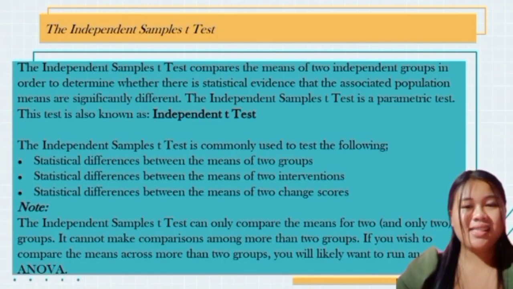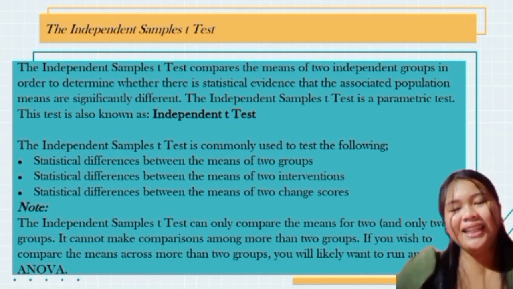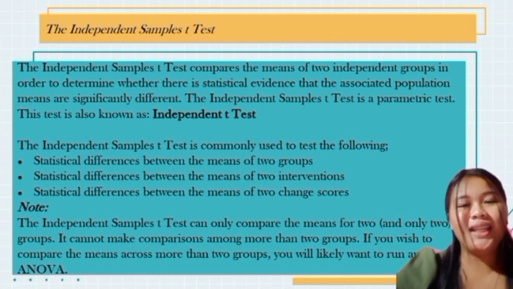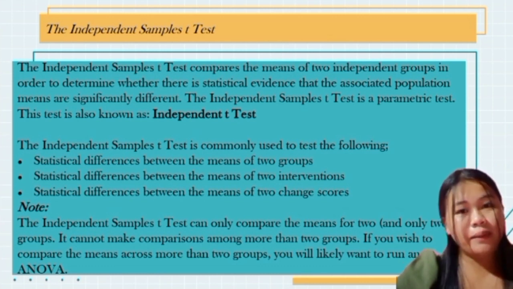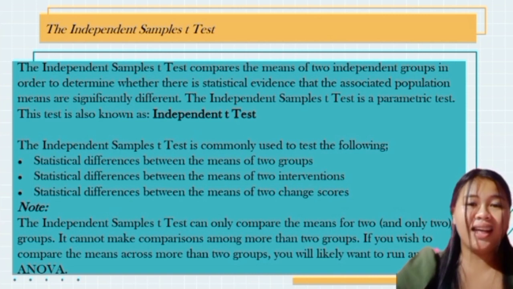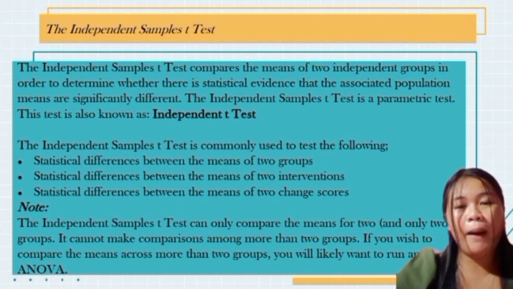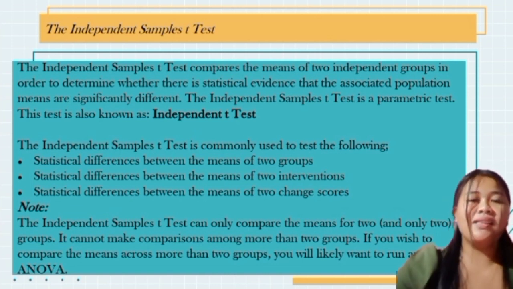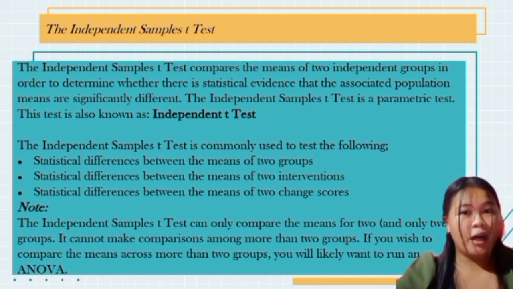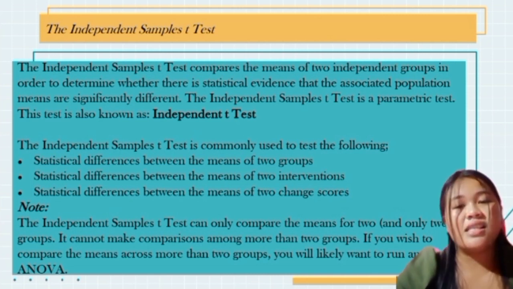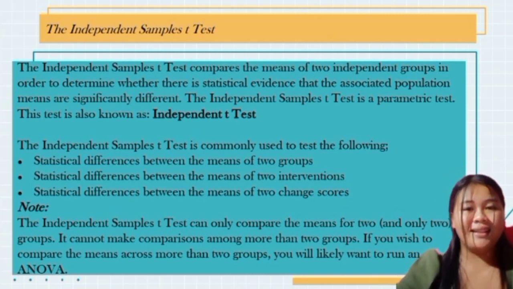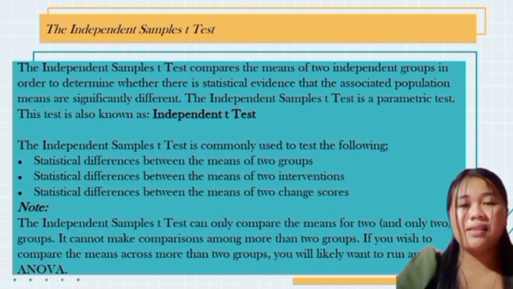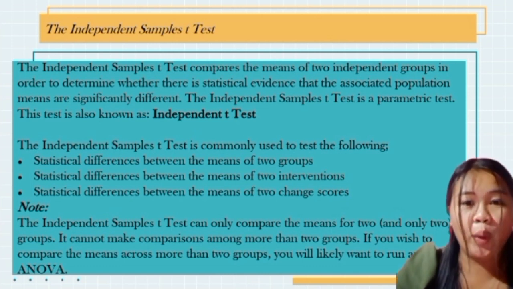The independent sample t-test compares the means of two independent groups in order to determine whether there is statistical evidence that the associated population means are significantly different. The independent samples t-test is a parametric test. This test is also known as the independent t-test. The independent sample t-test is commonly used to test the following.